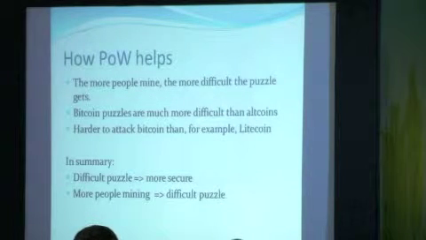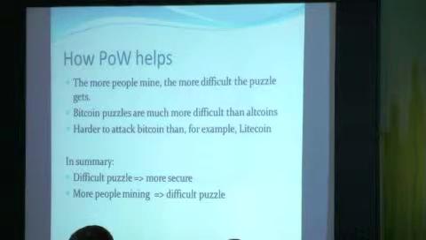And how does this actually help? In a more simple way, the more people mine, the more difficult the puzzle gets. Because the Bitcoin protocol is designed such that the time of puzzle solving should be constant. Every 10 minutes, a puzzle should be solved. So if more people join the system, then the puzzle becomes easier because there is a lot of effort going in. So to make the time constant, the difficulty of the puzzle gets increased, yeah, to maintain that 10 minutes window. So as more people start mining, the puzzle gets harder.